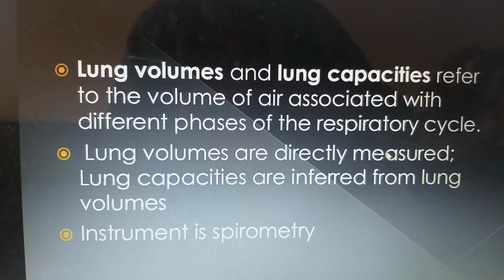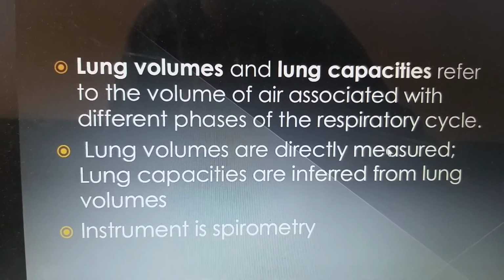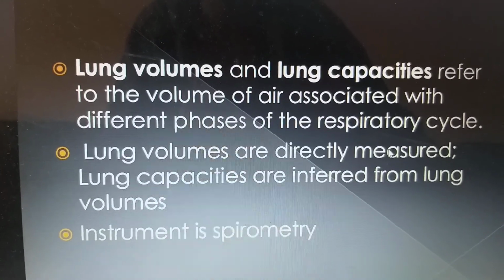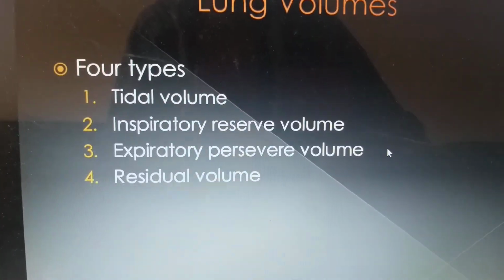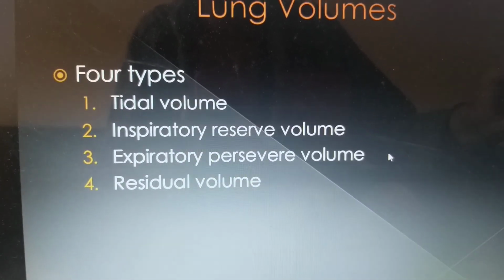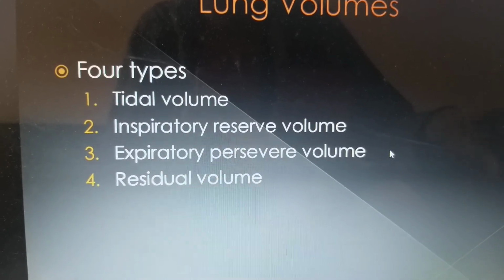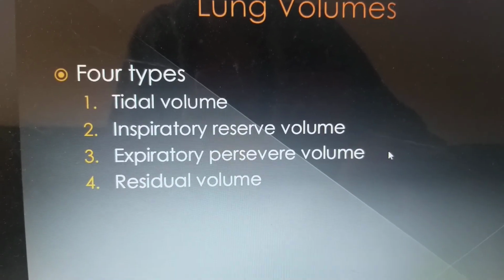Lung volumes are directly measured. Lung capacities are inferred from lung volumes. The instrument is spirometry. There are four types of lung volumes. We have the tidal volume, inspiratory reserve volume, expiratory reserve volume, and residual volume. These are the four lung volumes we have.